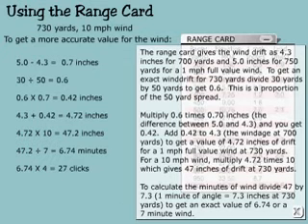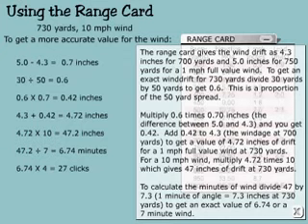The range card gives a wind drift of 4.3 inches for 700 yards and 5.0 inches for 750 yards for a 1 mile per hour full value wind. To get an exact wind drift for 730 yards, divide 30 yards by 50 yards to get 0.6. This is a proportion of the 50-yard spread. Multiply 0.6 times 0.70 inches, the difference between 5.0 and 4.3, and you get 0.42. Add 0.42 to 4.3, the windage at 700 yards, to get a value of 4.72 inches of drift for a 1 mile per hour full value wind at 730 yards.